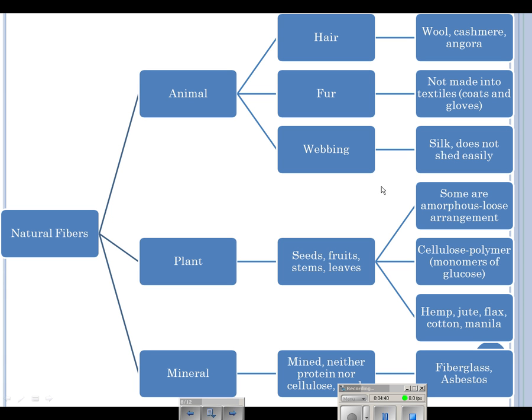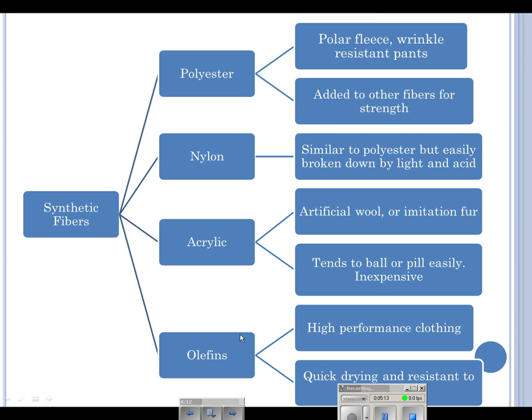Plant fibers, you're looking at taking seeds, fruits, stems, and leaves and turning them into fibers that we can spin into textiles. And some of them have a very loose arrangement. Some of them are cellulose or polymer. They're monomers of glucose. So basically, it's those sugars that are stacked together to make a complex, nice, hard material. And some examples would be hemp, jute, flax, cotton, and manila. And mineral fibers are mined. They're neither protein nor cellulose, and they would be things like fiberglass and asbestos.